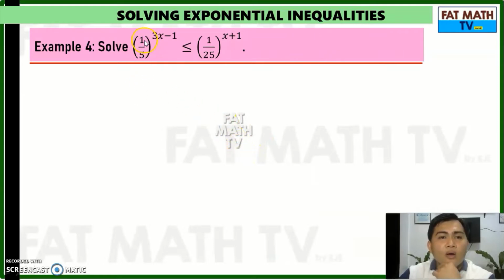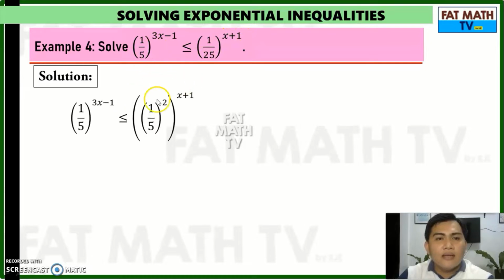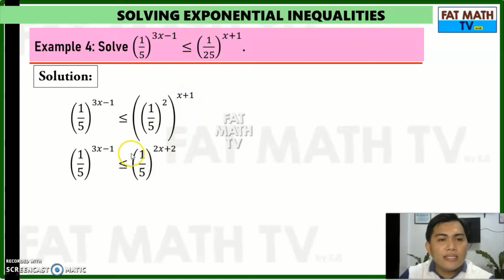Number 4, 1/5 raised to 3x minus 1 is less than or equal to 1/25 raised to x plus 1. So we can write this with 1/25 as 1/5 squared. Okay, copy x plus 1. And then applying properties of exponents, we will have 2 times x plus 1, that's 2x plus 2, is less than or equal to, this one is less than or equal to this.